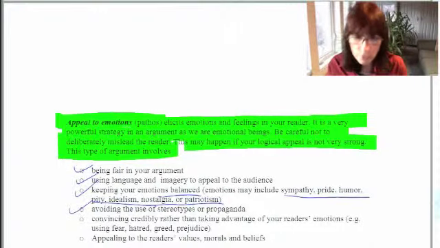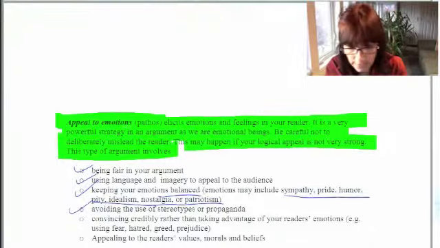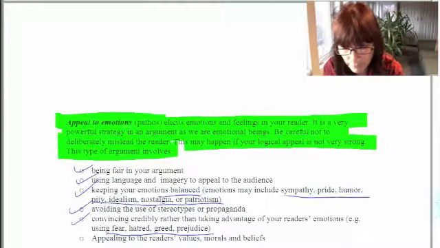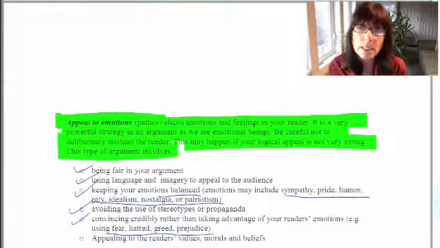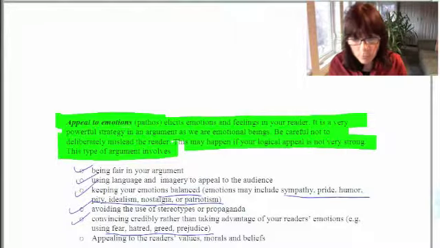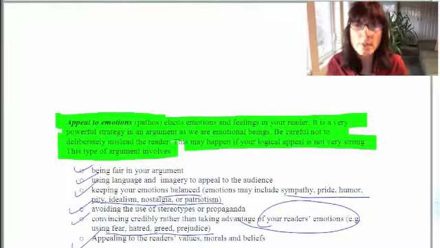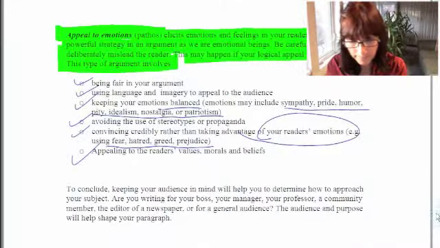Avoid stereotyping and avoid propaganda. Make sure you're convincing credibly rather than taking advantage of your reader's emotions. That is, you should never use fear, hatred, greed, prejudice. You must always try to remain on an even keel and not take advantage of your reader's emotions. And lastly, you would be appealing to the reader's values, morals, and beliefs.